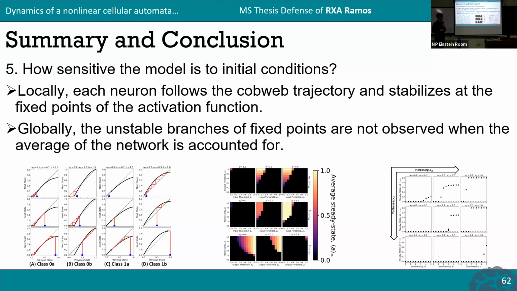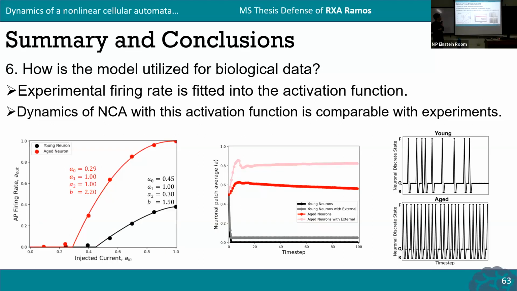Locally, each neuron follows the cobweb trajectory and stabilizes at the fixed points of the activation function. But globally, these unstable branches of fixed points are not observed when the average of the network is accounted for, so they're being overwhelmed by their neighbors. The experimental firing rate from the young and aged neuronal systems is fitted into our activation function, and the dynamics of this NCA with this activation function is analyzed and is comparable with experiments, as shown by the discrete neural response.